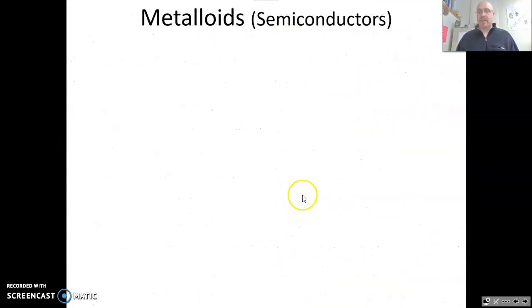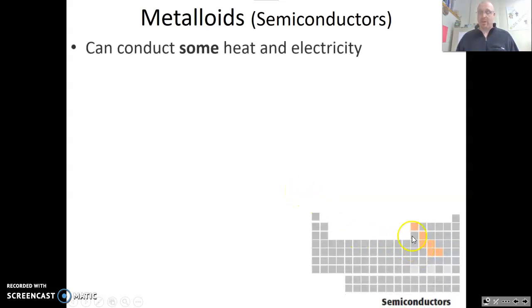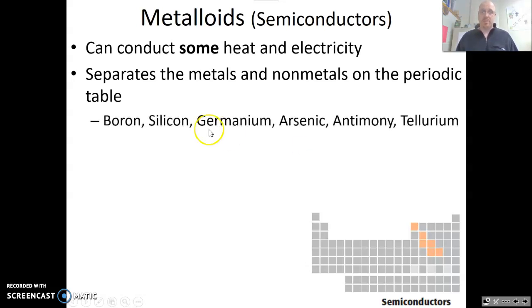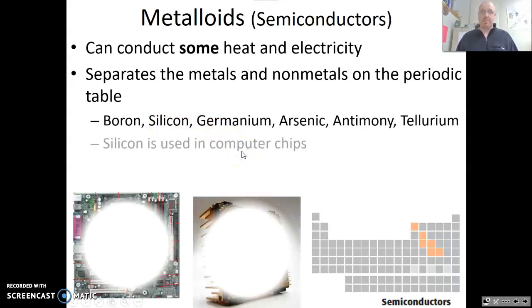The metalloids, the semiconductors, are the smallest section of the periodic table, and they are the elements that surround that stair step off to the right-hand side. They're called semiconductors because they somewhat conduct heat and electricity. The metalloids separate the metals and the nonmetals on both sides of that stair step. They are boron, silicon, germanium, arsenic, antimony, and tellurium.